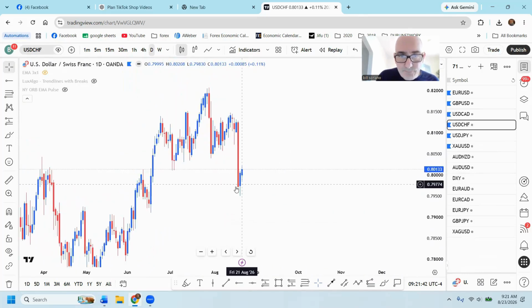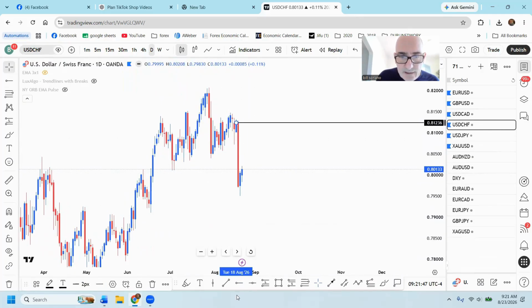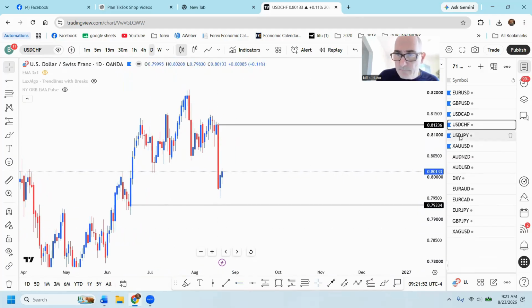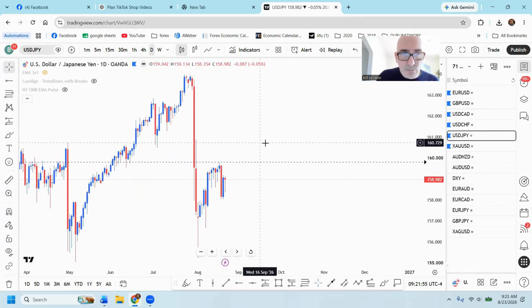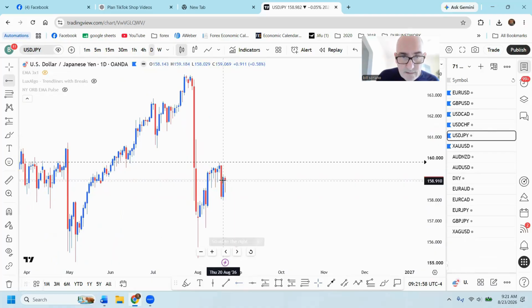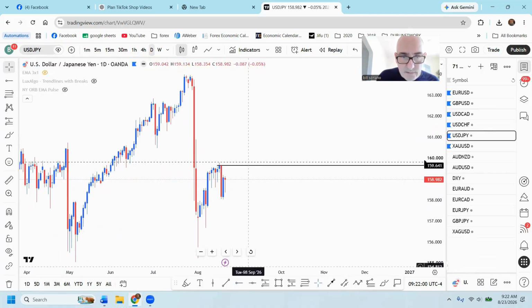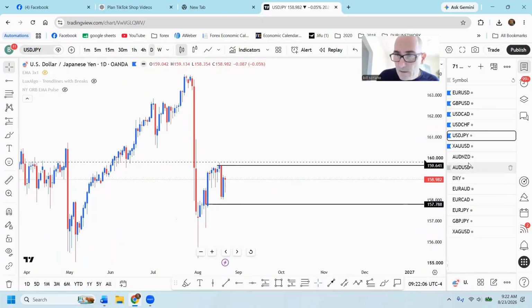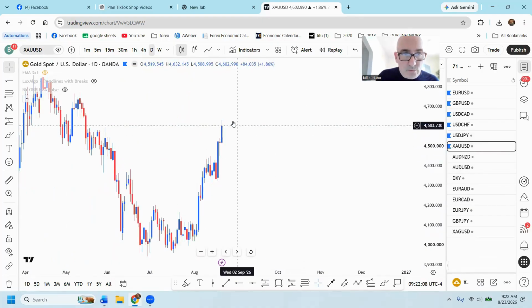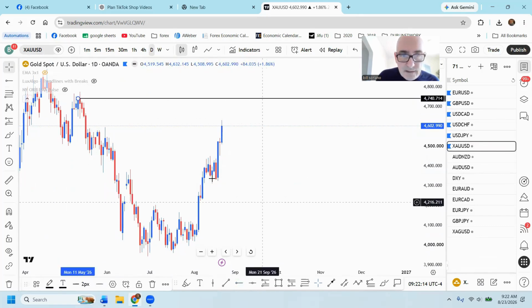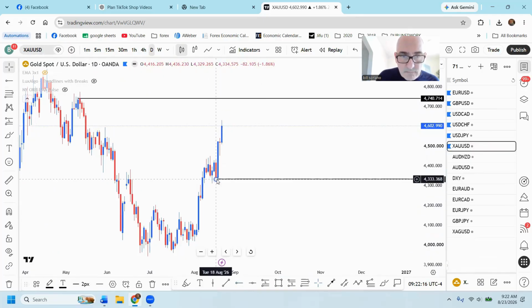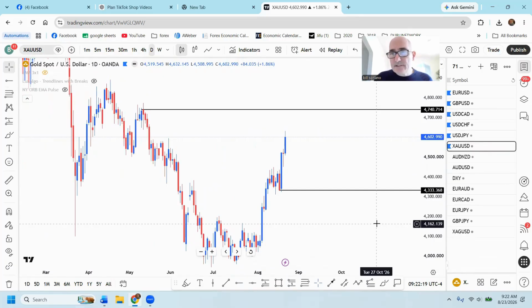USD again, we don't want to use these first two candles. So this is going to be our high and our low is going to be right over here. USDJPY. Again, our high is going to be here and our low is going to be right here. And then gold. Finally, gold, we're going to have to go over here to find our high. So we're going to pick this area right here, and then our low is going to be right about here. So that's how we identify the daily range high and low.